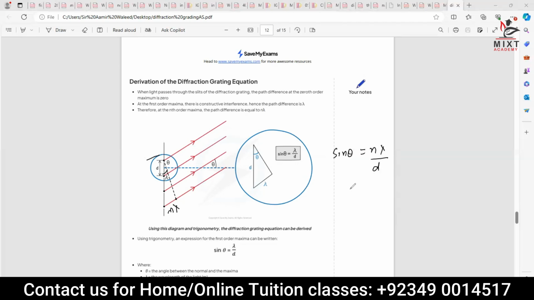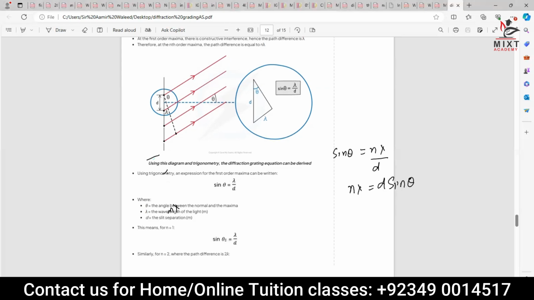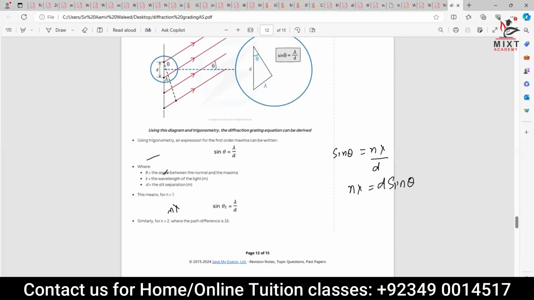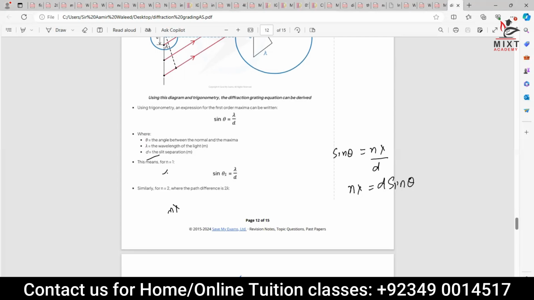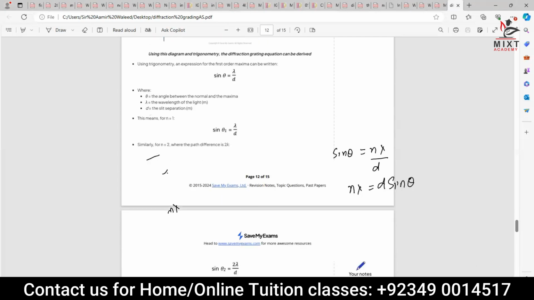Now, if you want to find out the lambda value, n lambda will be equal to d sine theta. This is the same formula as we have derived for the Young double slit. Not a single thing is different. Where theta is the angle between the normal and the maxima, lambda is the wavelength, and d is the separation, right? So basically, this is the thing.